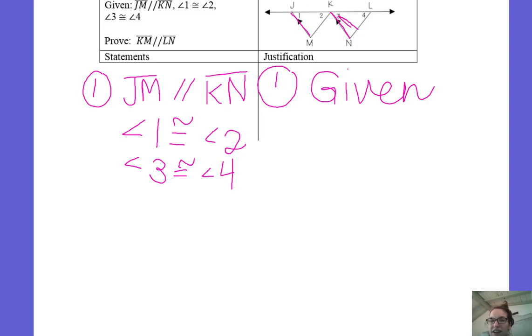Ooh, whoops. Sometimes I think my ActivBoard has a mind of its own.